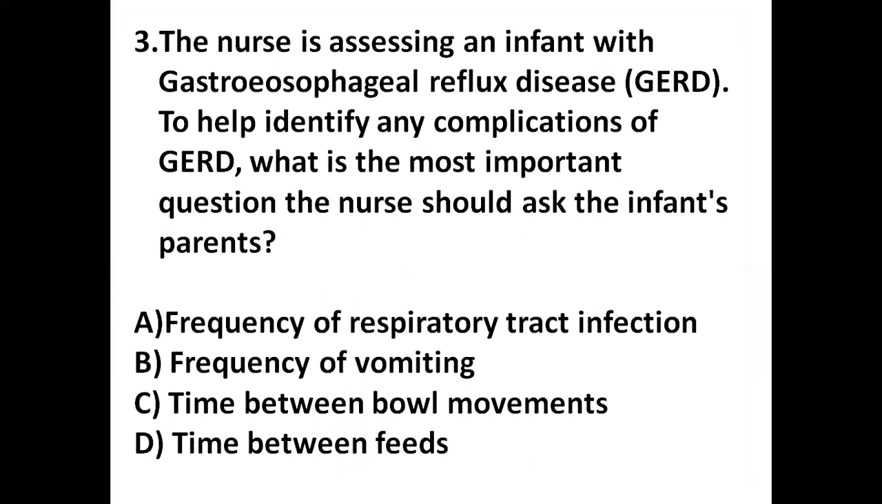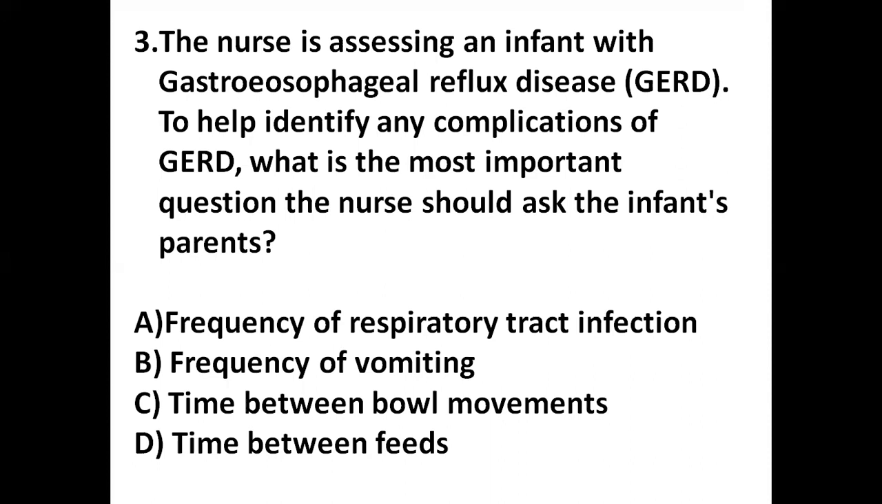The nurse is assessing an infant with gastroesophageal reflux disease to help identify any complication of GERD. What is the most important question the nurse should ask the infant's parents? So this is about the infant. To assess the complication, what should the nurse ask the parents? Option A is frequency of respiratory tract infection. Option B is frequency of vomiting. Option C, time between bowel movements. Option D, time between feeds.